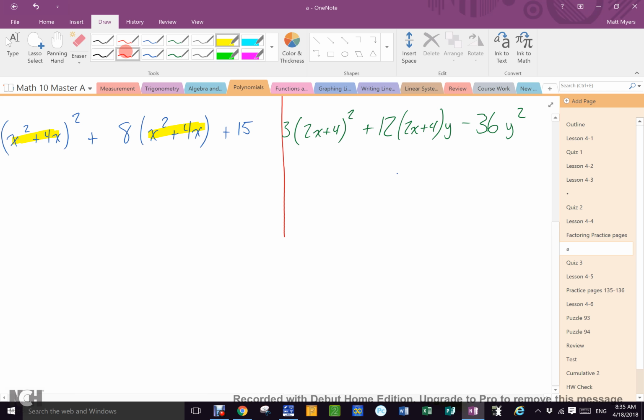Since those are the same, I can make them another letter, which gets me a squared plus 8a plus 15. That looks like something we can factor. I need to multiply to 15 and add to 8. What is it? 3 and 5. So I have a plus 3 and I have a plus 5. There's no a in the original equation, so what do I do?